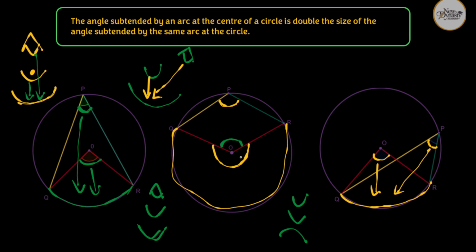So this is basically what you can do to be able to identify the angle at the center and the angle at the circumference in this relationship of one being twice the other, or one being half of the other. So that's how you can do it. Nonetheless, we still need to prove this theorem.